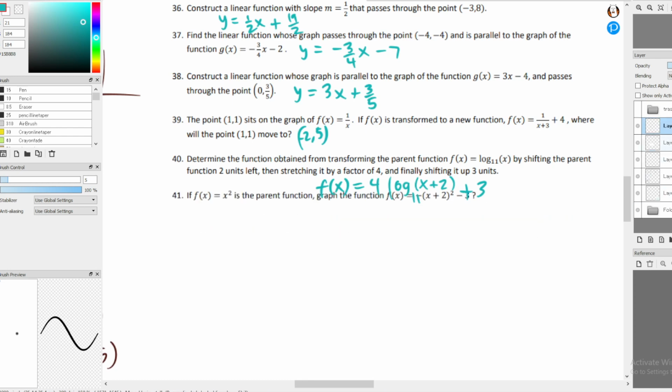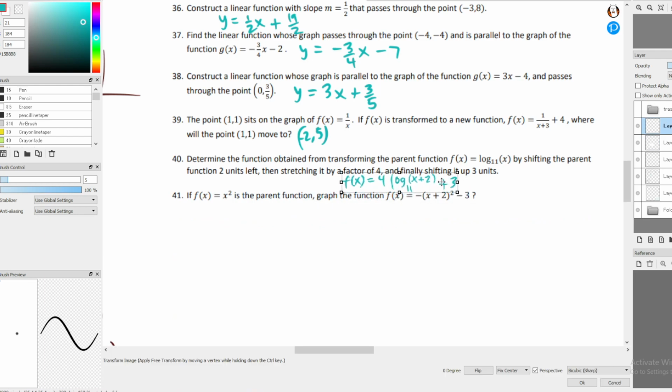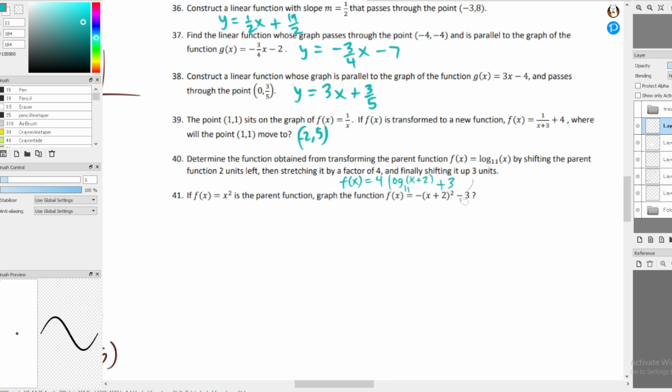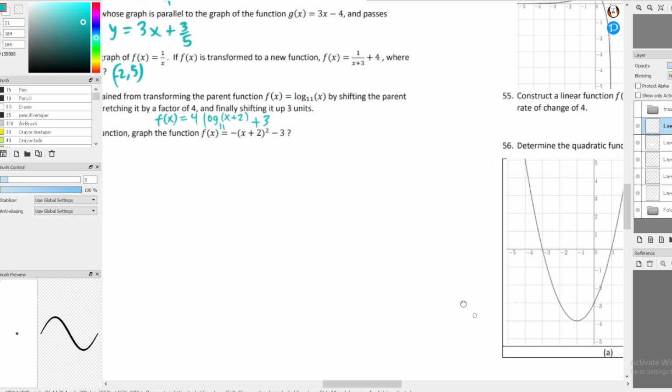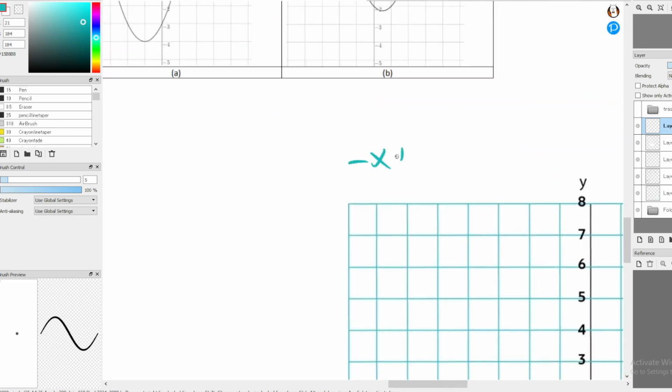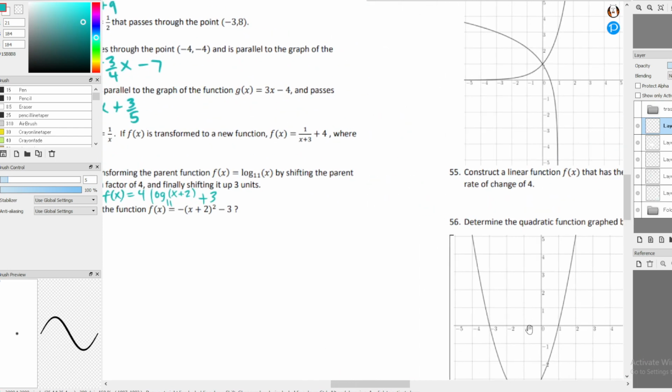41 says if f of x equals x squared is the parent function, graph the function f of x equals negative (x plus 2) squared minus 3. So, negative (x plus 2) squared minus 3.